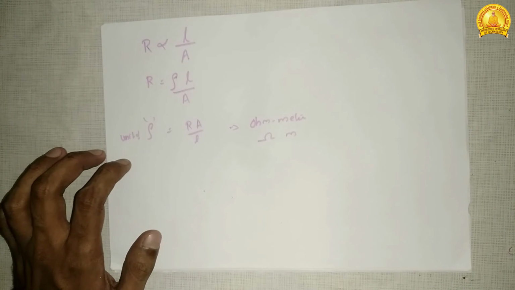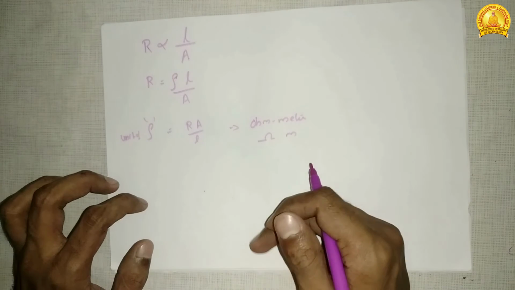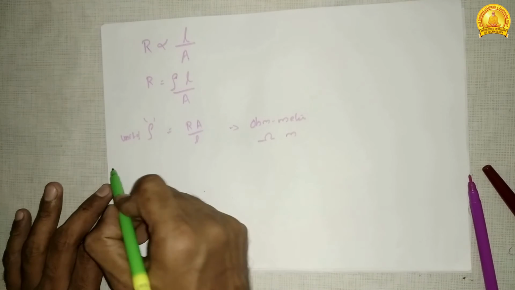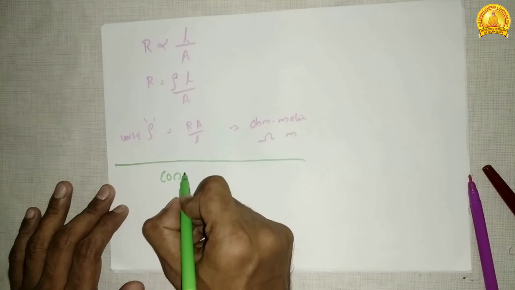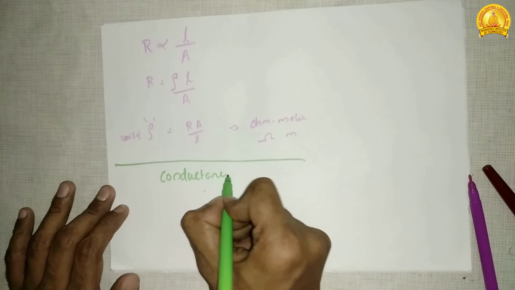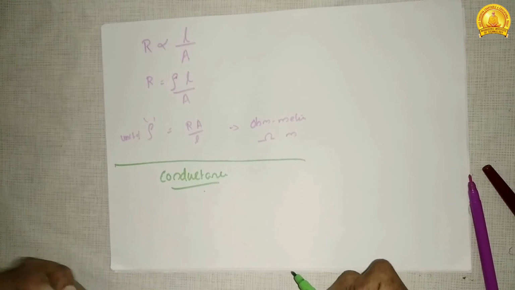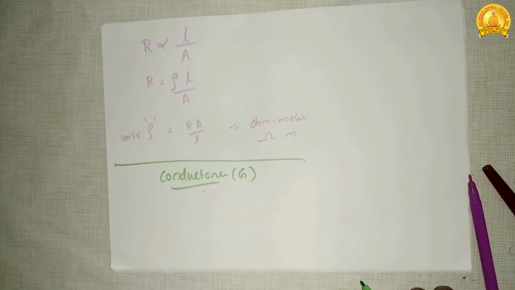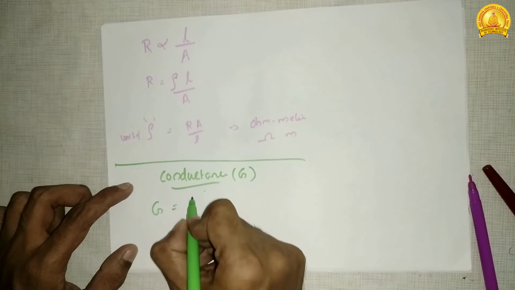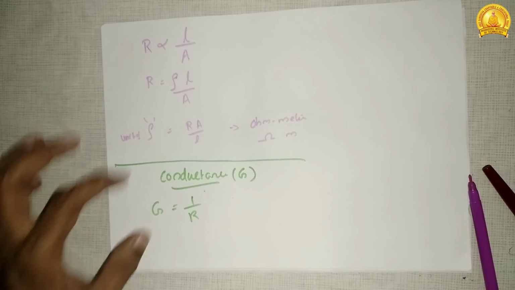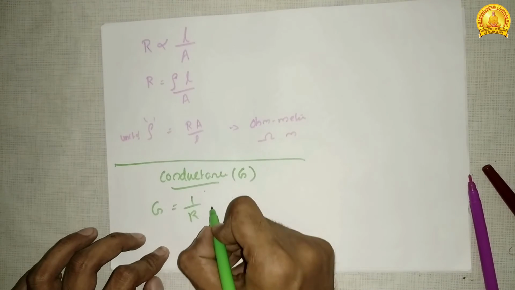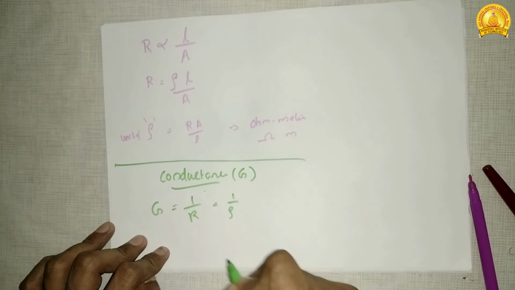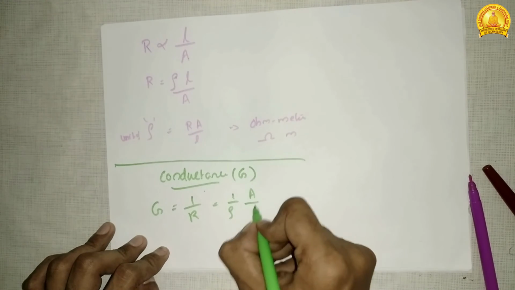Similarly, we can also find out the conductance. The reciprocal of resistance is conductance. Next topic is conductance. What do you mean by a conductance? It is represented as capital G. It is simply the reciprocal of resistance. G is equal to 1 by R. So you can easily understand the equations. R is rho L by A. We just put it in here. Then 1 by rho A by L.